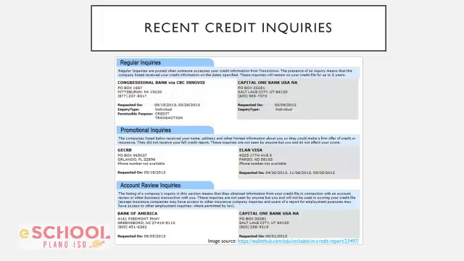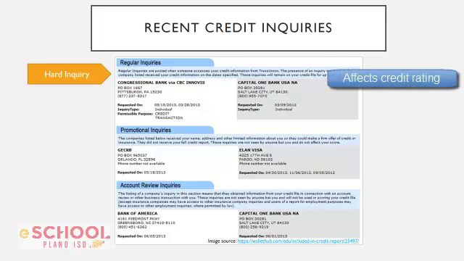Recent credit inquiries. The credit inquiries section of a TransUnion credit report looks like this. An inquiry is recorded whenever your credit is pulled, and this is called a hard inquiry. It's usually by a lender or a credit card company, a service provider, a landlord, insurer, or cell phone company. Credit inquiries remain on your credit report for up to 2 years, and each can temporarily result in a slight dip in your overall credit rating.